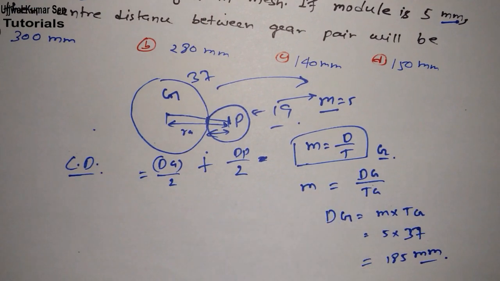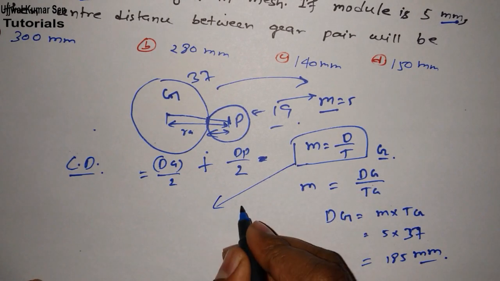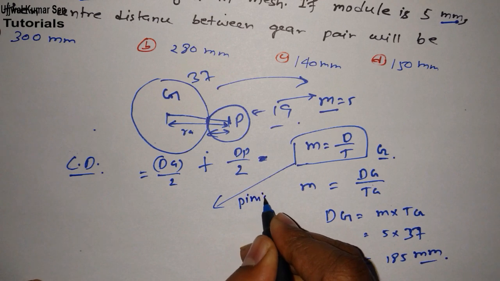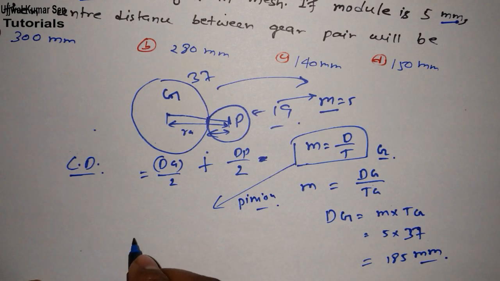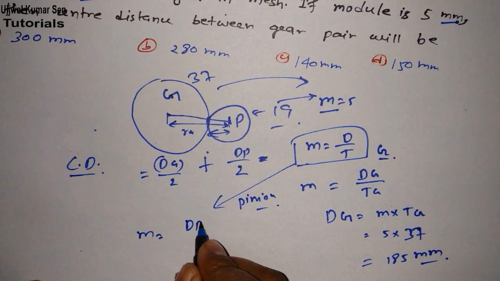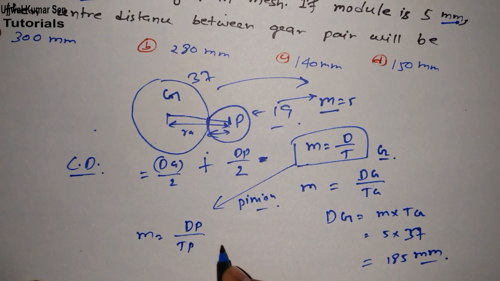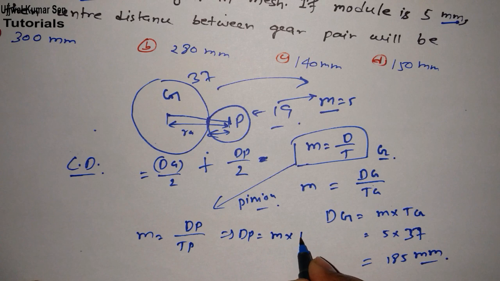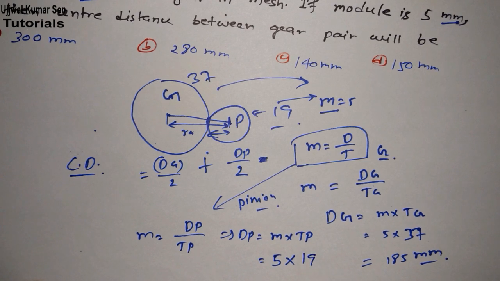Now we have to find the pinion diameter. We implement the same formula for the pinion: module is this, diameter of pinion, number of teeth. So the diameter of pinion is equal to module multiplied by number of teeth in the pinion. Module is 5, number of teeth in the pinion is 19. 19 fives are 95 mm.